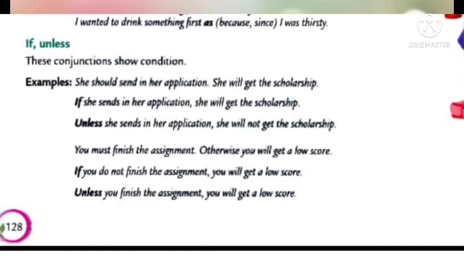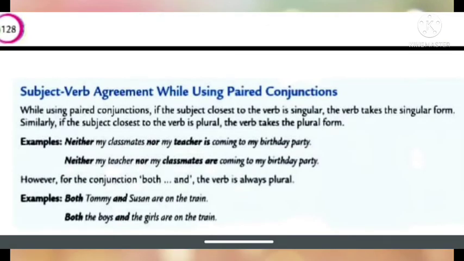So what we had to do, we had to complete the assignment. So if you do not finish the assignment, you will get a low score. Unless you finish the assignment, you will get a low score. So if and unless are used to join sentences whenever we want to express the condition. Okay. Now let's look at an important rule regarding conjunctions, that is subject-verb agreement while using paired conjunctions.